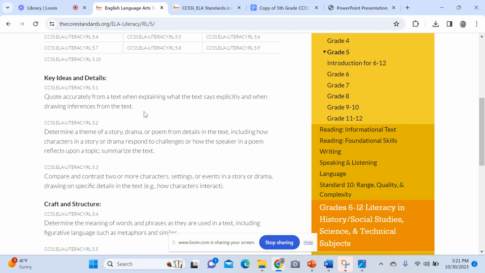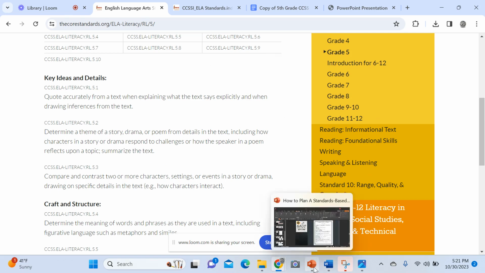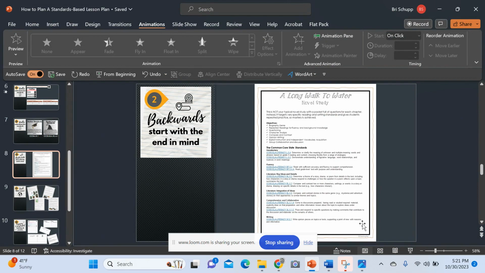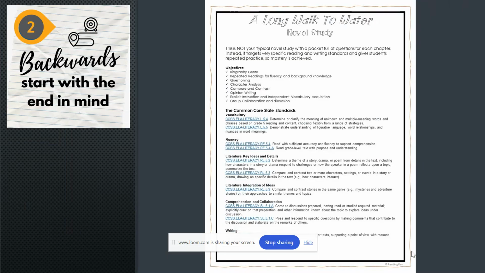And as you saw in my PowerPoint, I had copied and pasted that from that other PDF document, and it's exactly the same. So now, jumping back to my PowerPoint, when I'm going to plan a unit, I'm not going to just start chapter by chapter, finding vocabulary words and writing questions that pertain to that chapter for my students to answer.